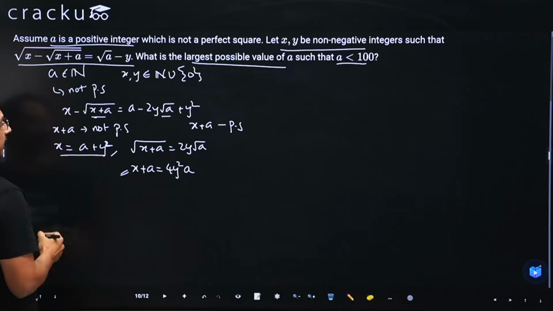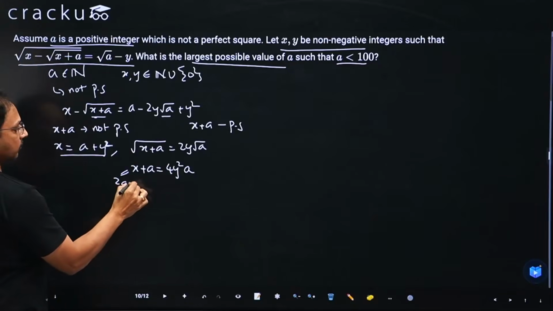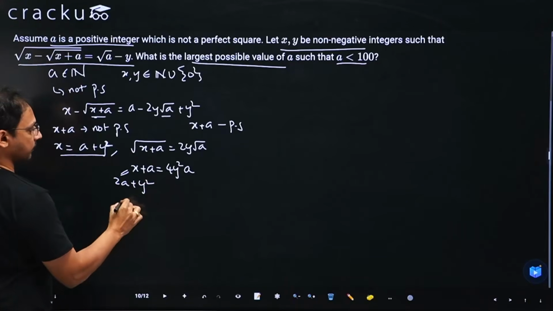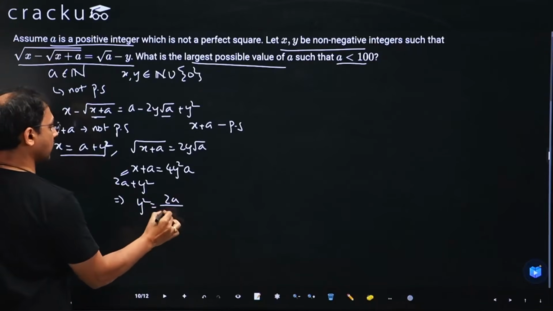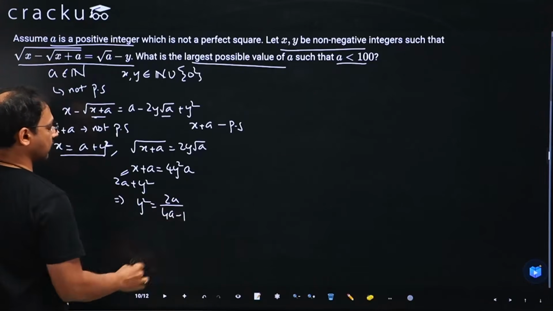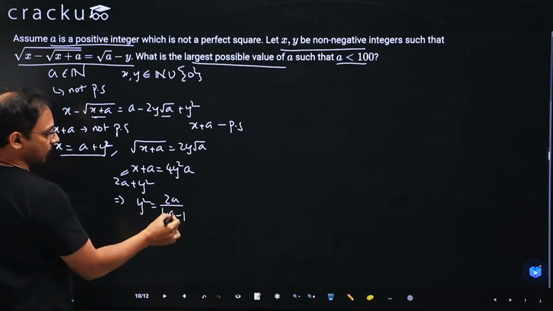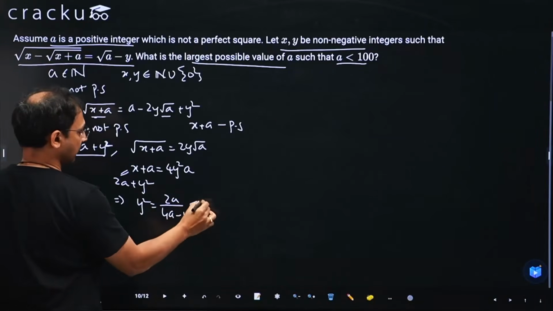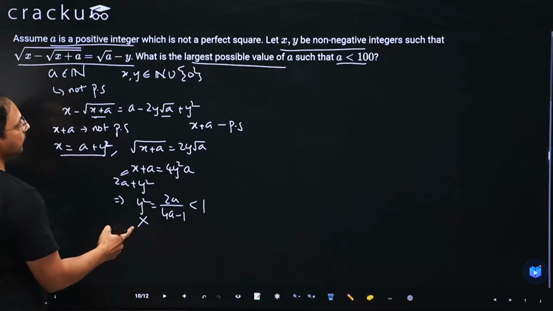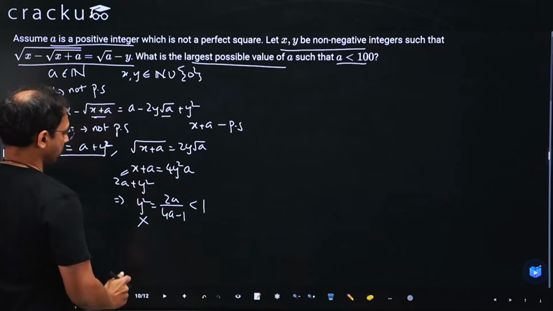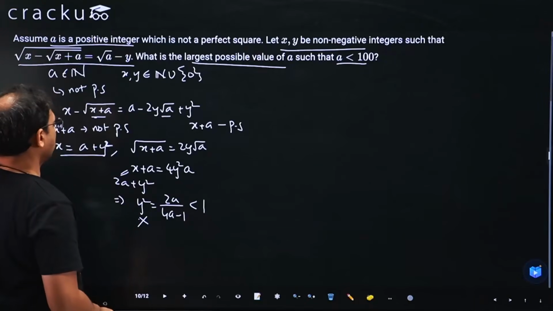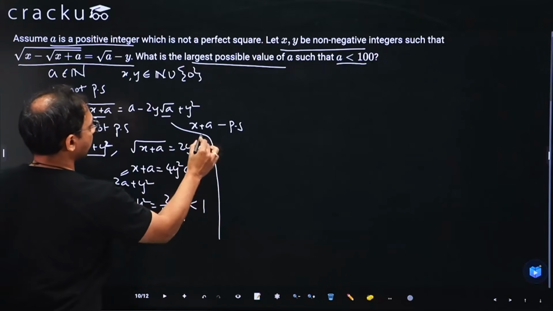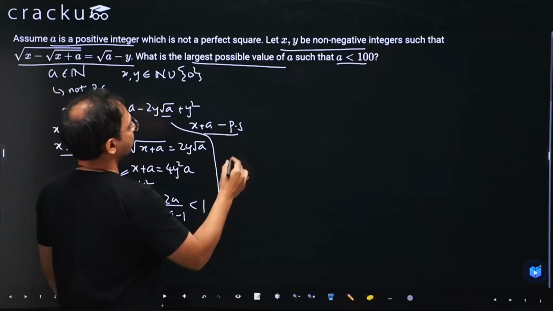Now from here x is A plus y square, so this will become 2A plus y square, or y square is equal to 2A by 4A minus 1. You can clearly see that this is approximately 1:2. So this is less than 1, which is not possible because A cannot be 0. So we have the second case, x plus A is equal to a perfect square.